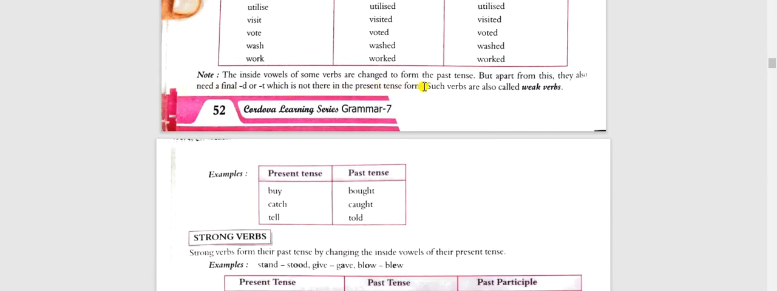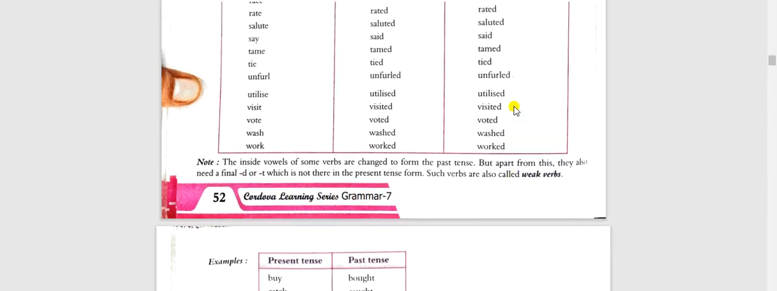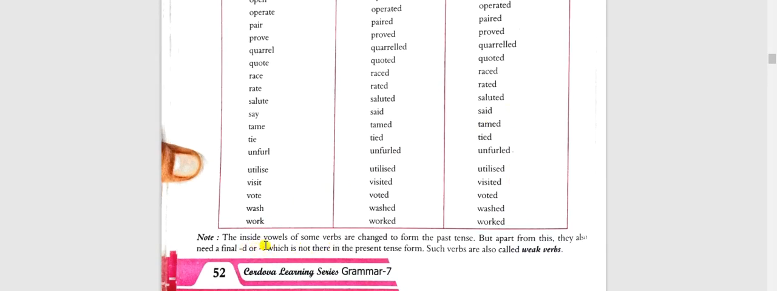Now there's a note. The inside vowels of some verbs are changed to form the past tense, but apart from this, they also need a final D or T, which is not there in the present tense form. Such verbs are also called weak verbs, right? So what does it say? It says that the inside vowels of some verbs are changed. What do you mean by inside vowel? Do you know how many vowels are there in the English language? 5. A, E, I, O, U. So let us find the inside vowel which gets changed to form a past tense. If it gets changed, it will get a D or T in its changed form, which is different from the present tense form. So these verbs are also called weak verbs, right?